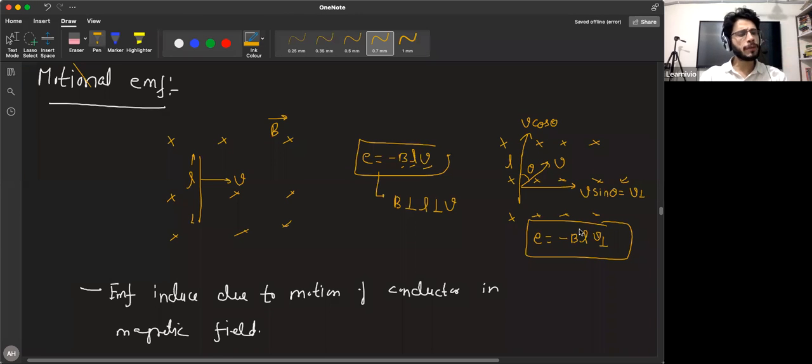Nabil Khan, why are we applying the external force here? We applied some external force, right? Why are we applying that external force? To keep the velocity. Very good.